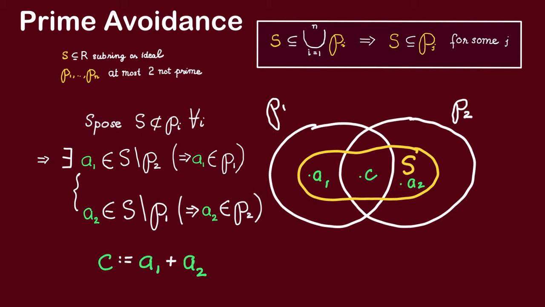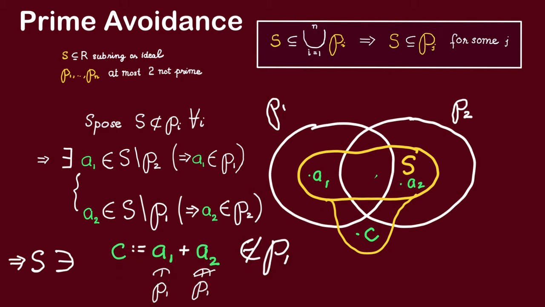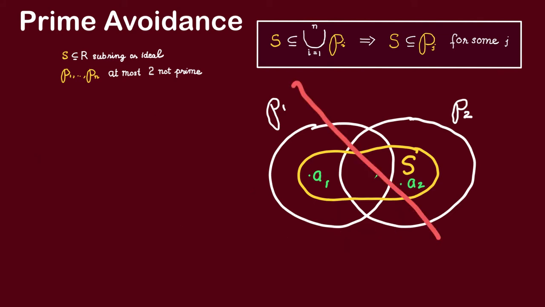Now let c be the sum of a1 with a2. Then clearly c lies in S because S is closed under addition. But we claim that this c does not lie inside this union. This c does not lie inside either P1 or P2. To see that c does not lie in P1, observe that a1 lies in P1, but a2 does not lie in P1, so their sum cannot lie inside P1. And a similar argument shows that c does not lie inside P2. Thus, we found an element of S that is not contained inside the union of P1 and P2, and that's a contradiction. Alright, so we have proved the theorem for the case when n is equal to 2.